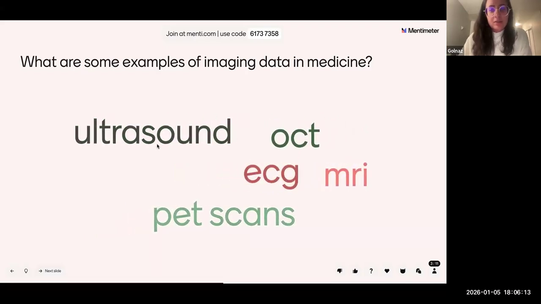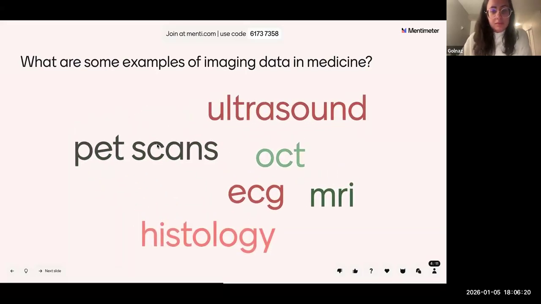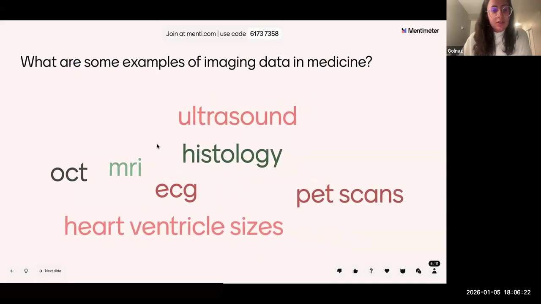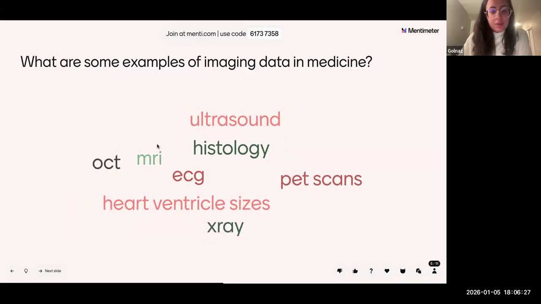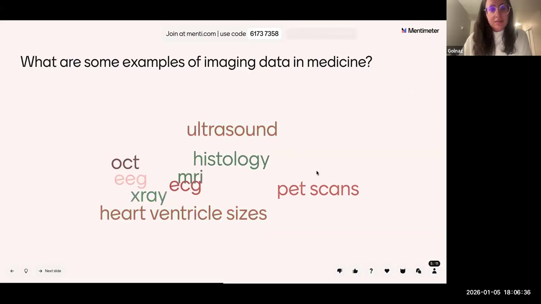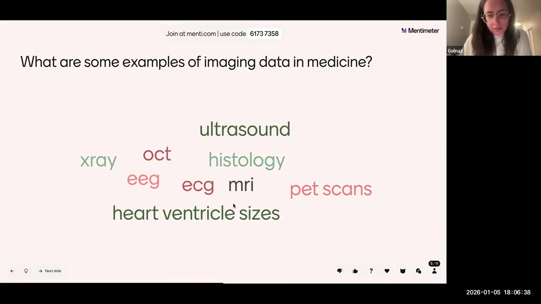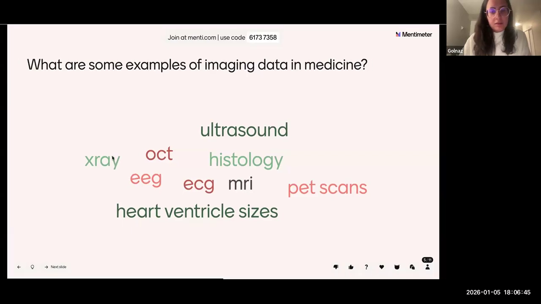Ultrasound, MRI, OCT, PET scans. Histology, heart ventricle sizes, X-ray. Yeah, exactly. So there are many different kinds of data. What's the new one? EEG, ECG. Yeah, X-ray.